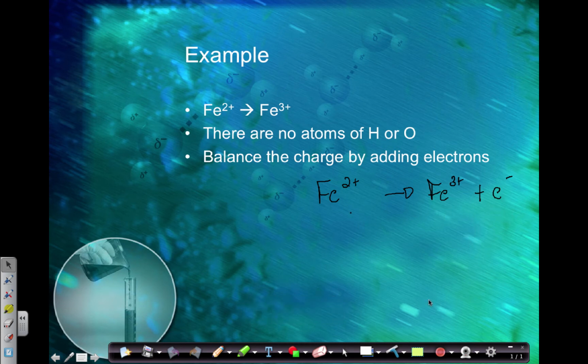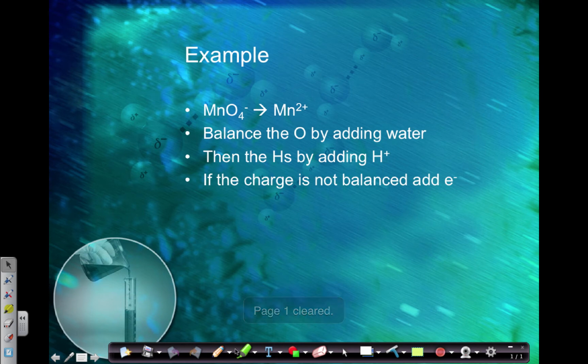All right, so I'm done with this equation for now. So let's look at the next equation. All right, so let's look at this one. This is our other half reaction. I've got MnO4 with a -1 and then Mn with a +2. Well, my manganese is balanced, so I don't need to worry about that.